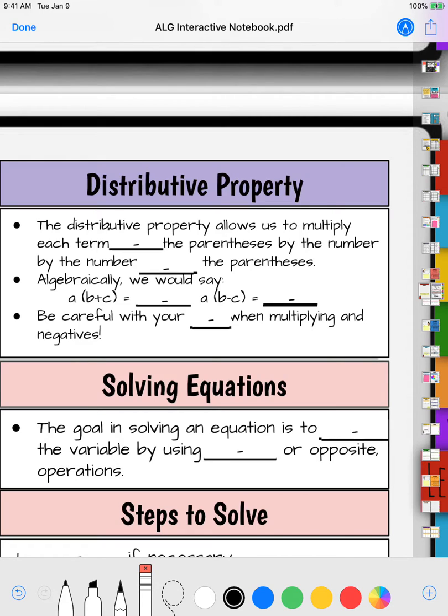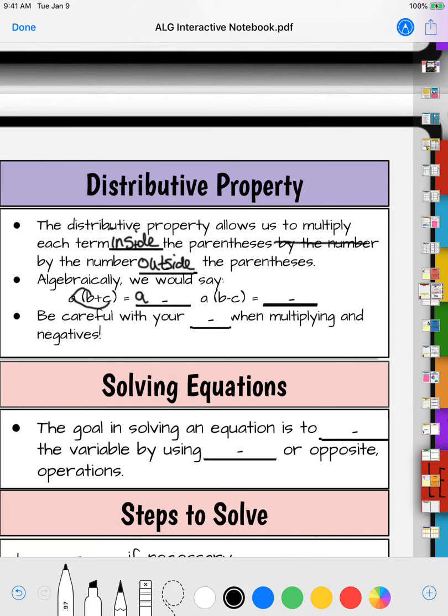So we're going to fill in our notes. The distributive property allows us to multiply each term inside the parentheses by the number outside the parentheses. Algebraically, we would say a(b + c) equals, we're going to distribute to each.